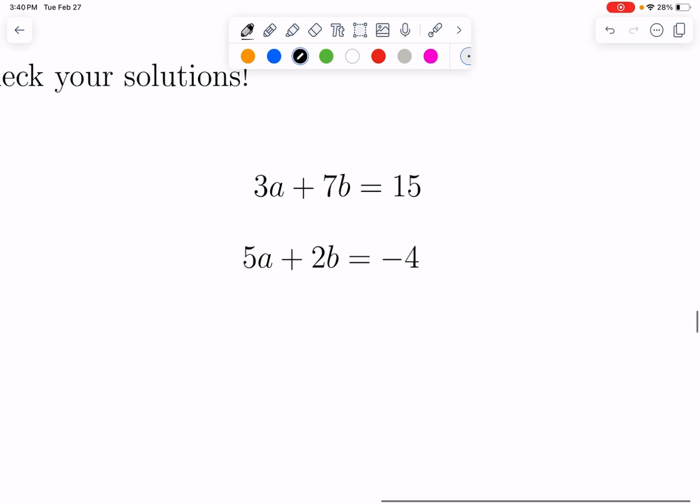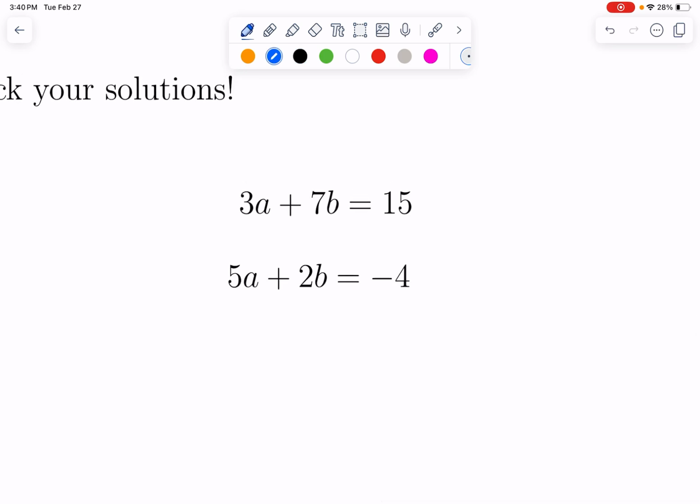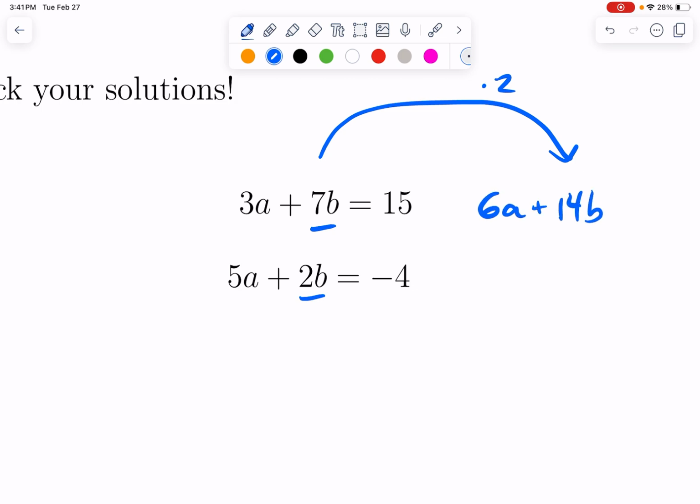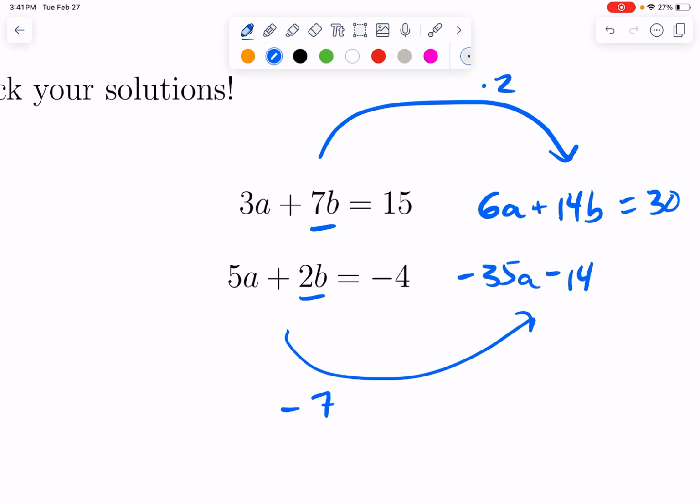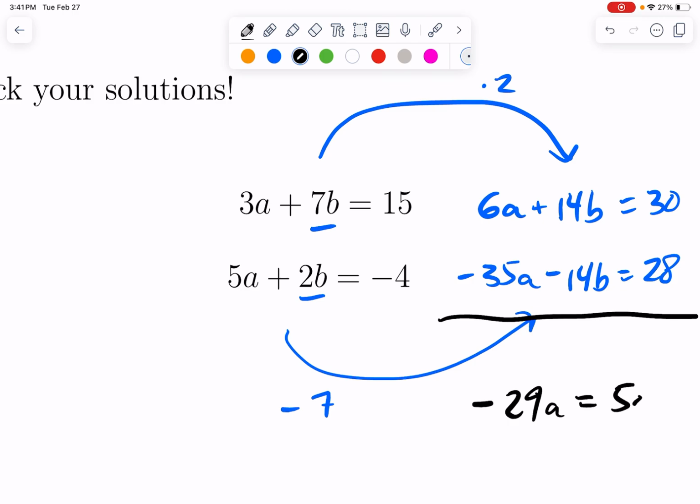For this one, I want to create cancellation. I could look at 7 and 2 and say I could turn both of those into 14. So maybe I'll multiply the top by 2, and I get 6a plus 14b equals 30. And then I'll multiply the bottom one by negative 7. I would have negative 35a minus 14b equals 28. So when I add that up, I would have negative 29a, the b's cancel, equals 58.